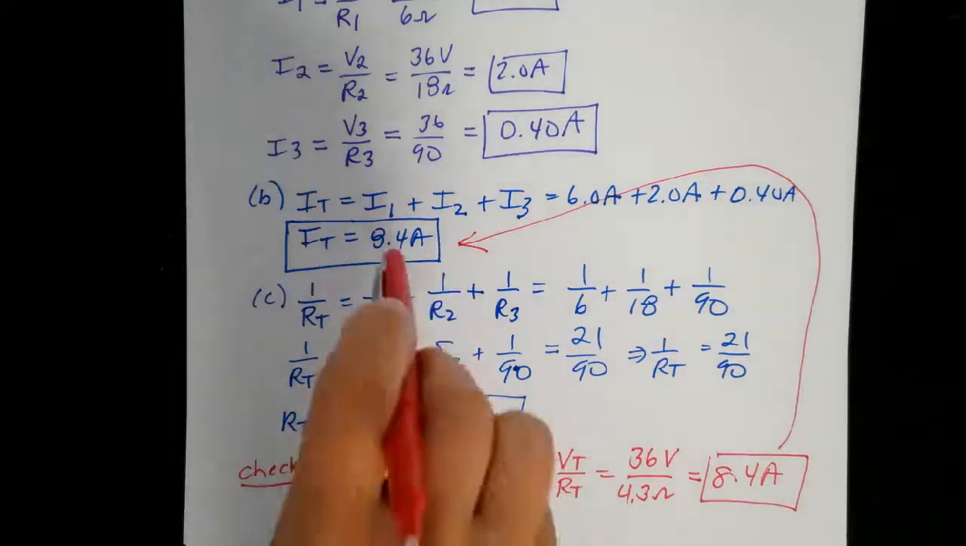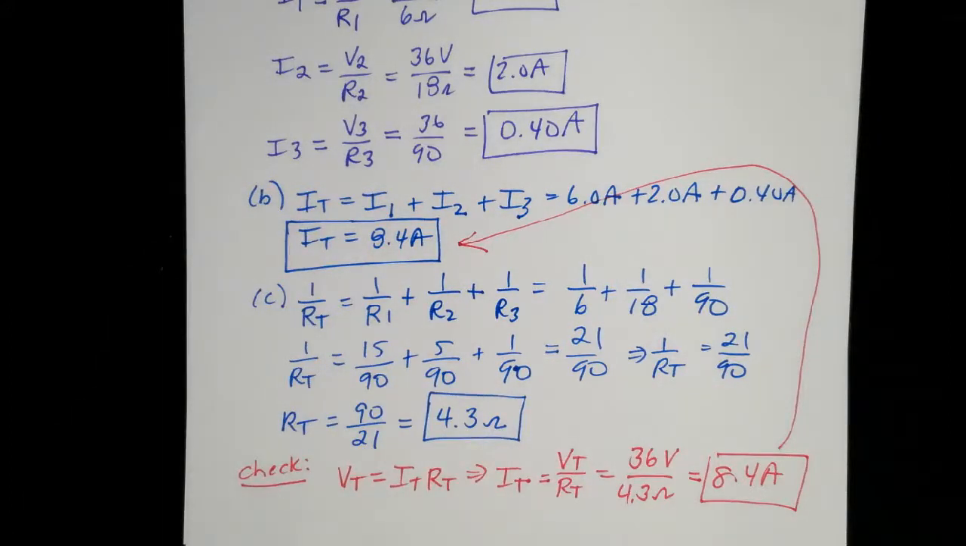I go back and I say, let me just check my work. So again, I can apply Ohm's law to each branch, or I can apply Ohm's law to the total. And again, you have a foolproof way to check your work every time you're doing a problem.